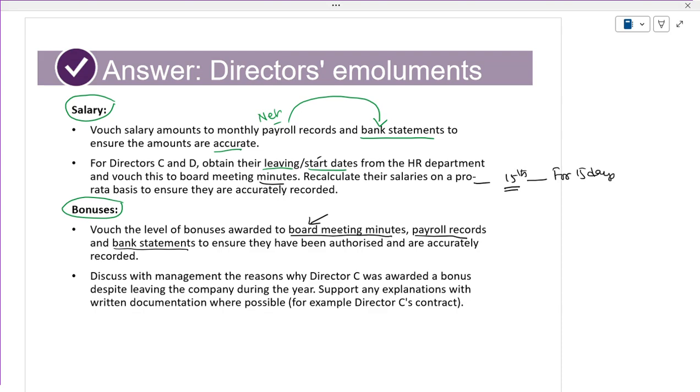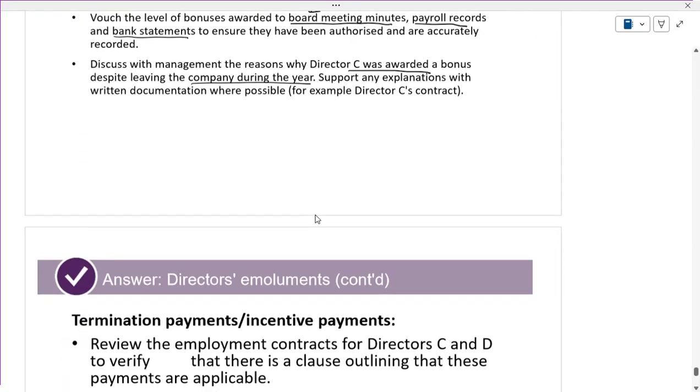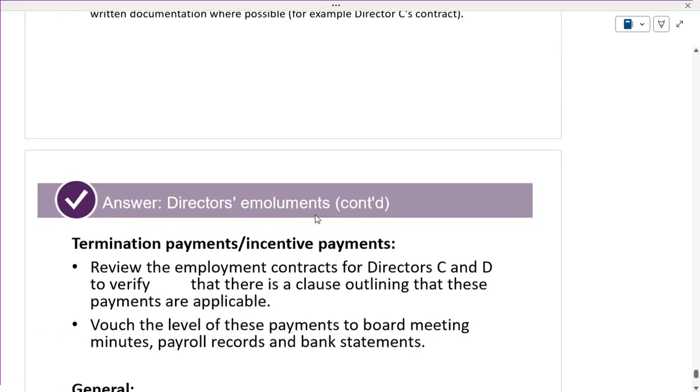Discuss with management the reasons why C is awarded a bonus despite leaving the company during the year. All directors have been awarded a bonus, and C is also awarded a bonus. C has left, so what are the reasons for awarding the bonus to director C?